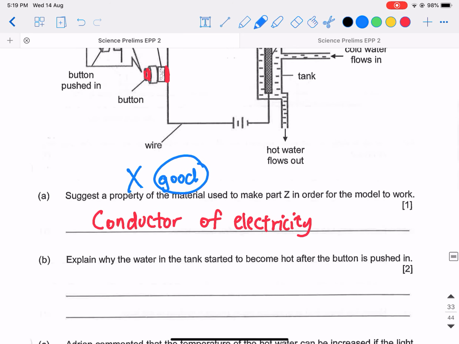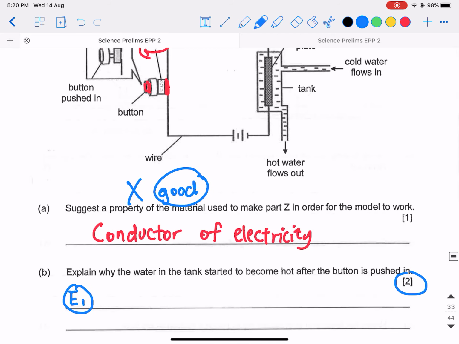Explain why it becomes hot after the button is pushed in. Okay, so 2 marks again, our exciting 2 marks question, but now we know that we are not as scared because there's a way to follow. So let's look at evidence 1. What happens when you start pushing in? When you start pushing in, Z will come into direct contact, right?